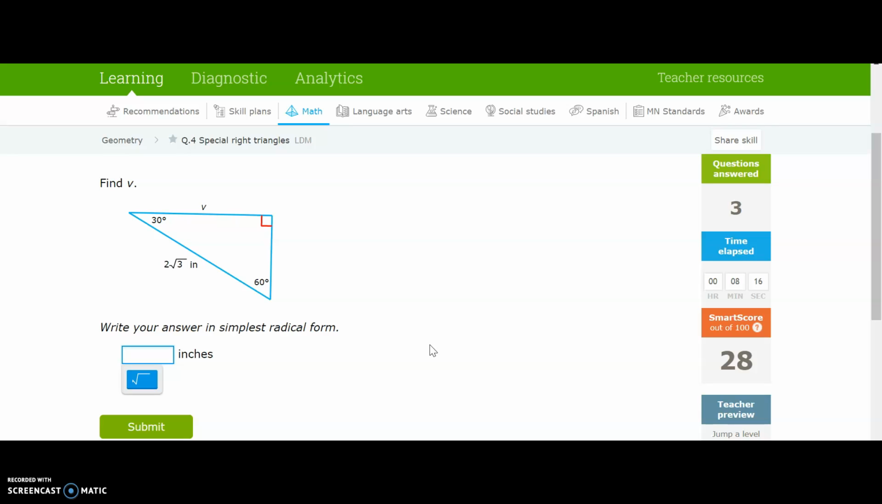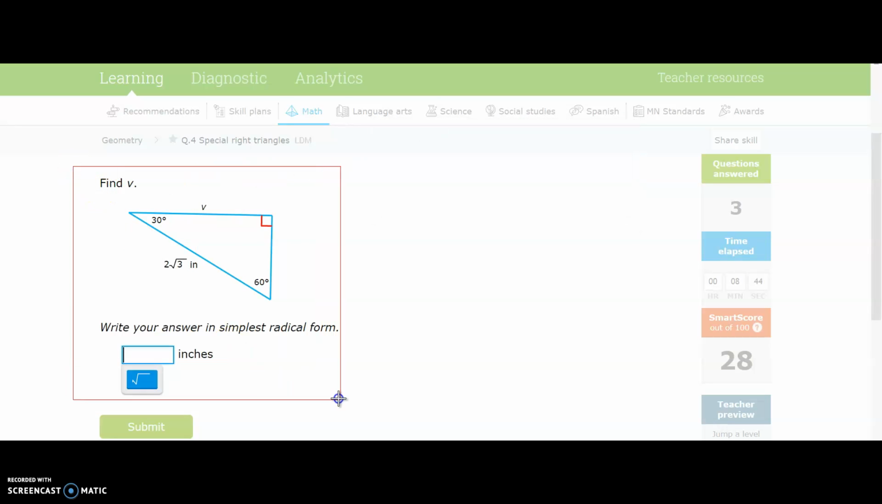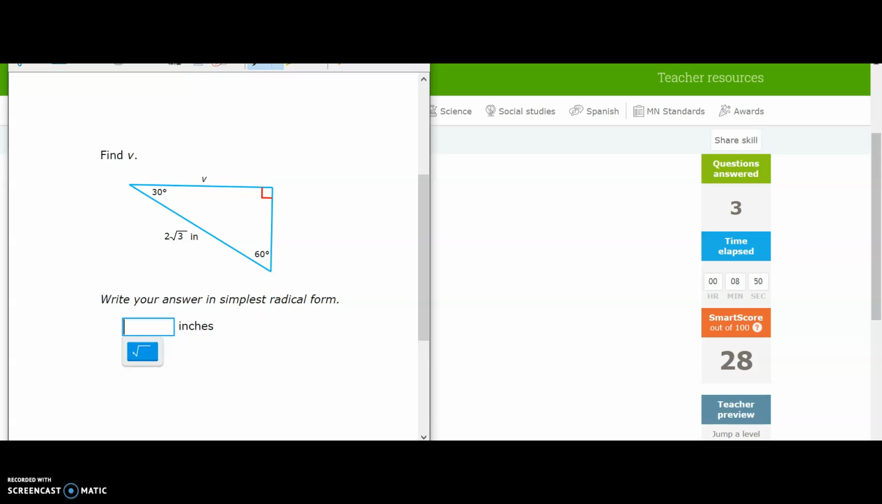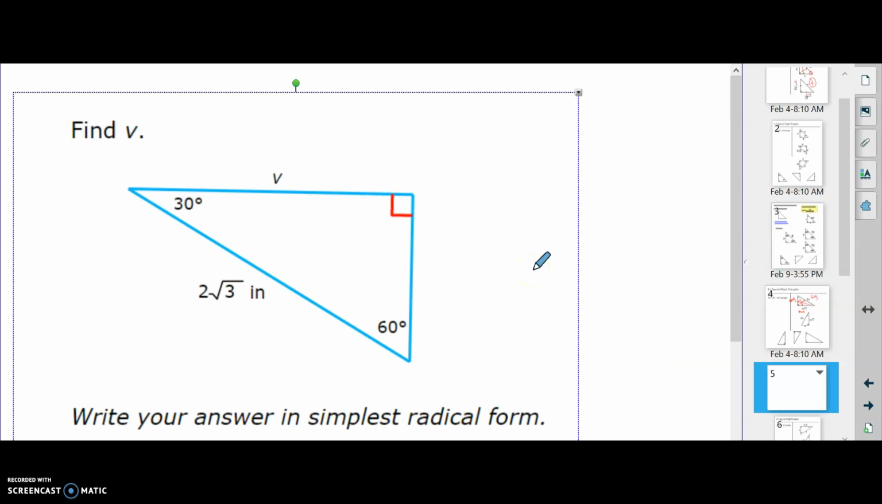So on this one, the 2 square root 3, I know that is across from the 90, so that is the hypotenuse. That is the biggest one. Okay, so if the biggest one is 2 square root 3, the small would be half of that. So this side over here across from the 30 would be half of 2 square root 3. So basically what that means is we just get rid of the 2. Okay, I'm gonna cut this and bring this over. All right, there's our picture.